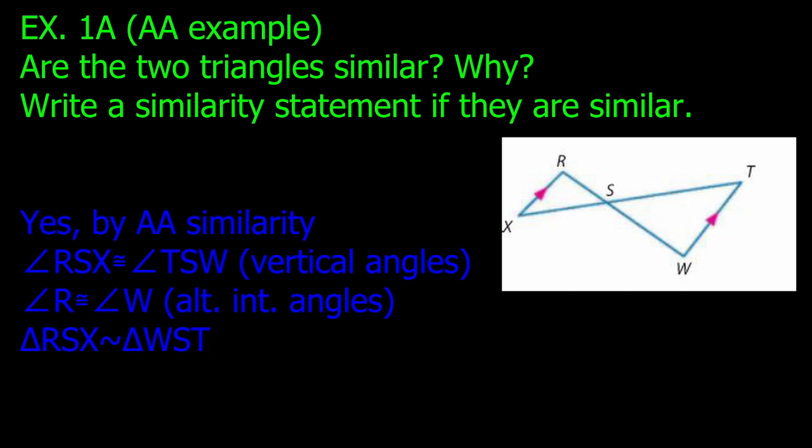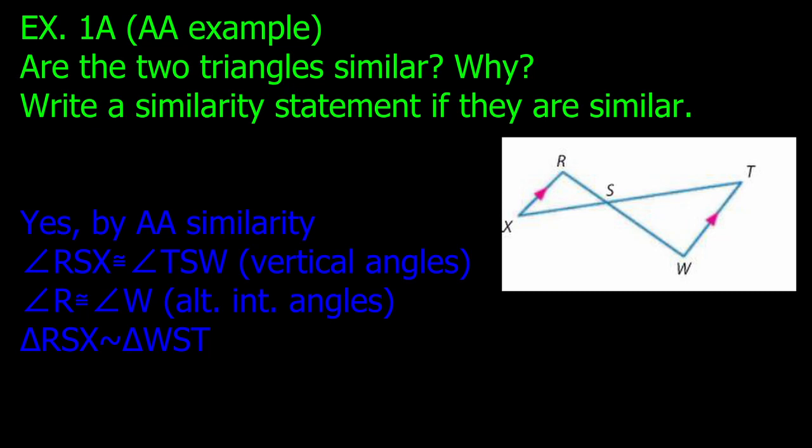The answer is yes by AA similarity. The reason why is we know that two sets of angles are congruent. RSX and TSW are vertical angles, so they're congruent. That's one set of congruent angles. And R and W are alternate interior angles because they are on opposite sides of the transversal, which is RW, and they're alternate sides of that transversal as well. So we have two sets of angles that are equal, therefore the triangles are similar, and there's my similarity statement.